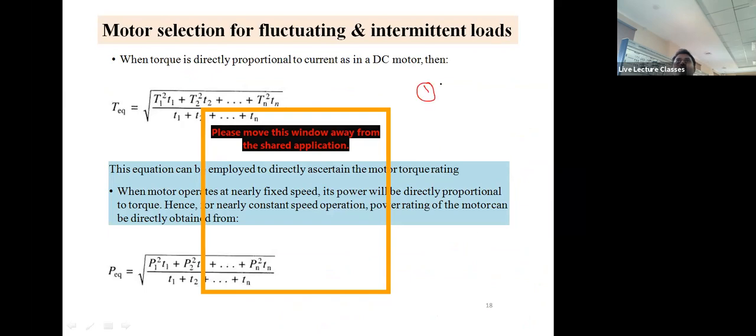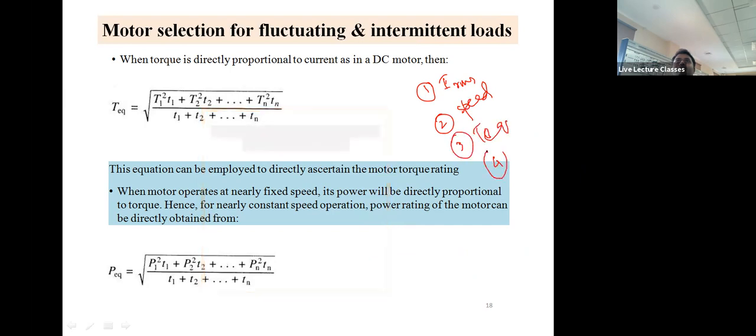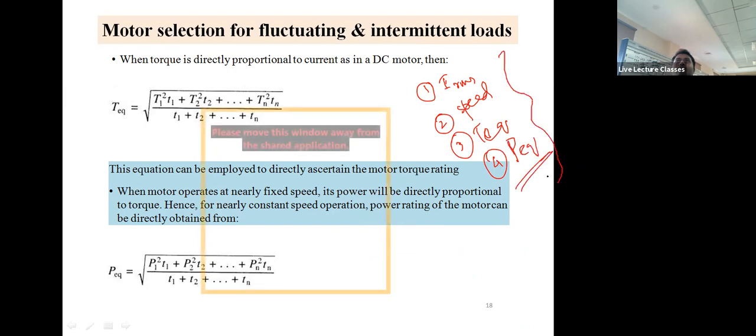So first of all, you need the RMS current equalization. Then you need the speed matching. Then you need the torque equivalent. Then you need the power equivalent almost. Finally, it will be done. These are the factors on which the motor power rating has to be decided for a particular application.